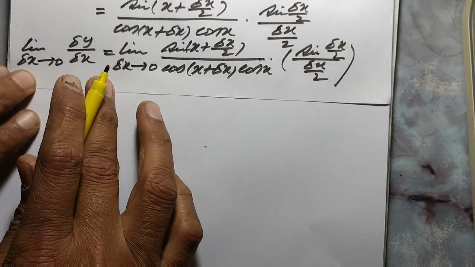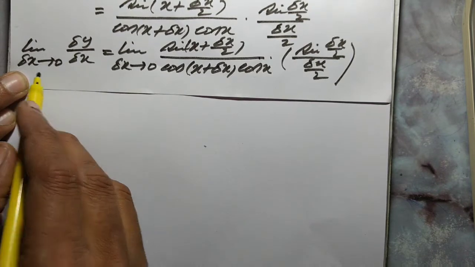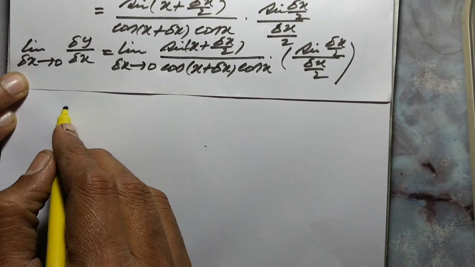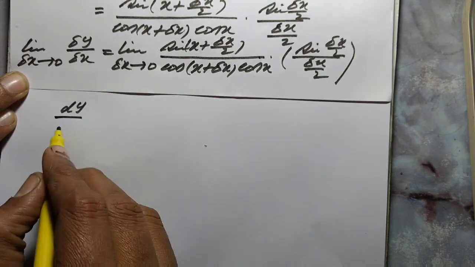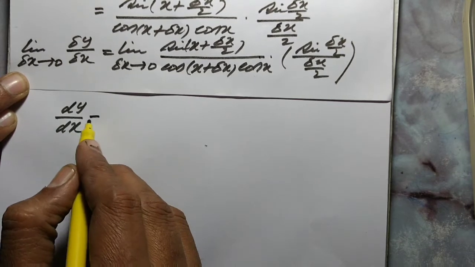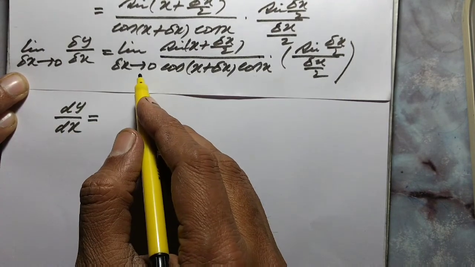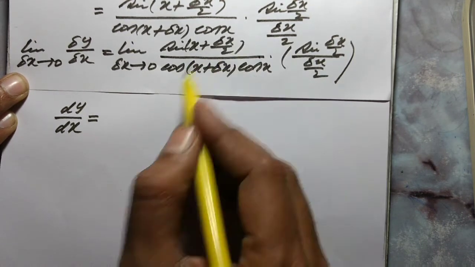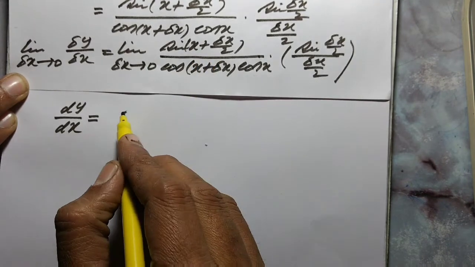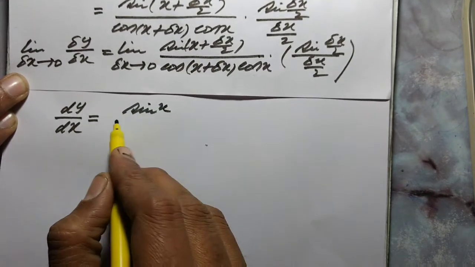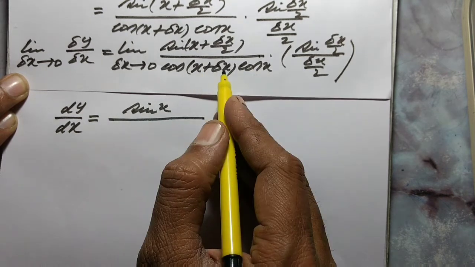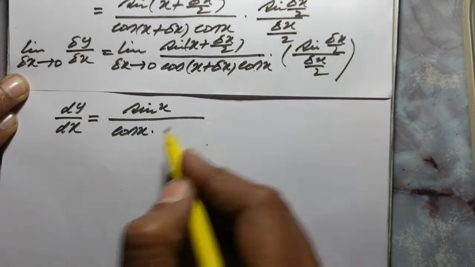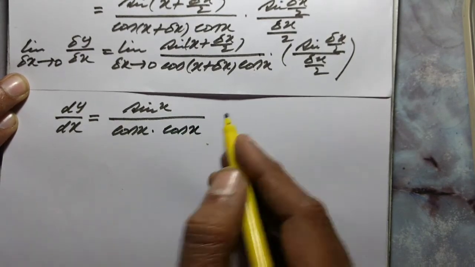Now on the left hand side we have limit delta x tends to 0 delta y upon delta x, which is written as dy upon dx in differential calculus. On the right hand side, if we apply limit delta x tends to 0, substituting delta x is equal to 0 in this expression, we have sine x plus 0, that is only sine x in the numerator, upon cos x plus 0, only cos x, and this cos x as it is because there is no delta x in this.